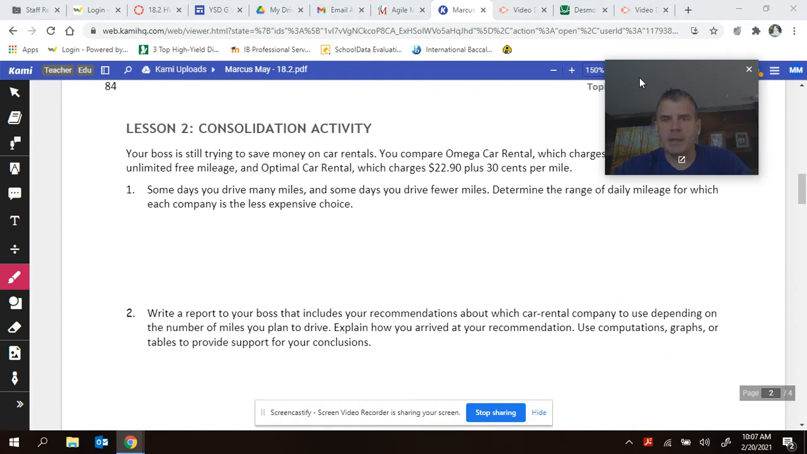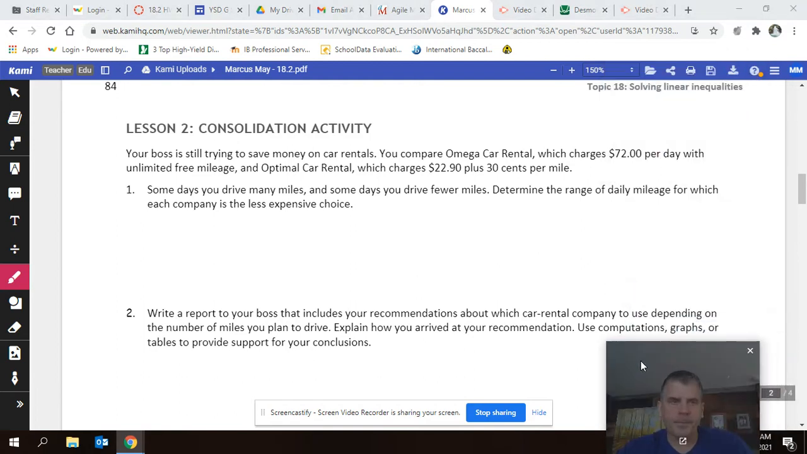All right, in the consolidation activity, it says your boss is still trying to save money on car rentals. You compare Omega Car Rental, which charges $72 per day with unlimited free mileage, and Optimal Car Rental, which charges $22.90 plus 30 cents per mile. Some days you drive many miles and some days you drive fewer miles. Determine the range of daily mileage for which each company is less expensive.